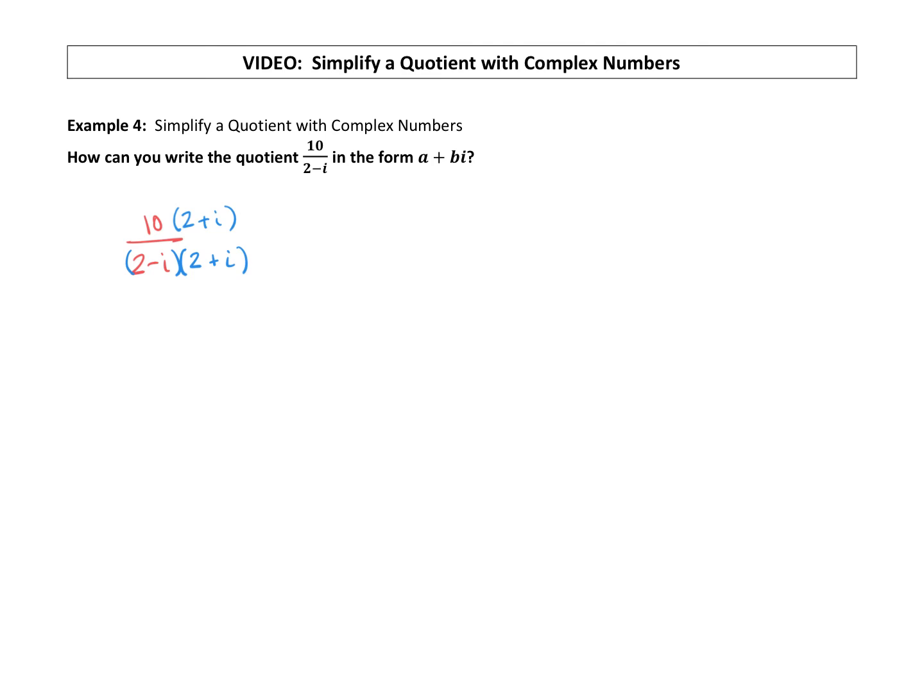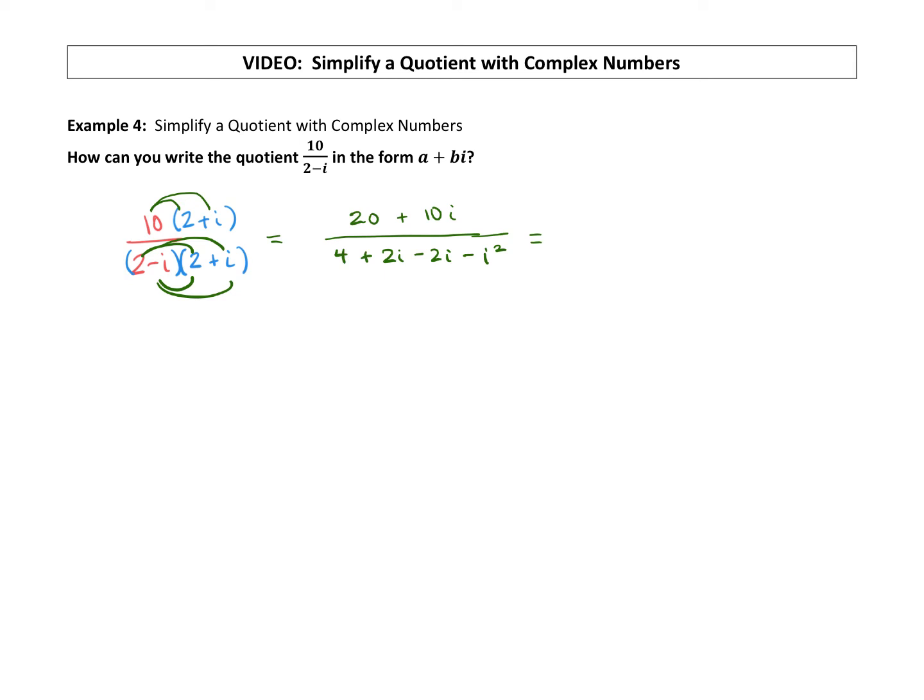In the numerator, we're just distributing. So 10 times 2 gives us 20. 10 times i is a positive 10i. Over in the denominator, we are going to multiply this out. So 2 times 2 is 4. 2 times a positive i is plus 2i. Negative i times 2 is a negative 2i. And negative i times a positive i is a negative i squared.